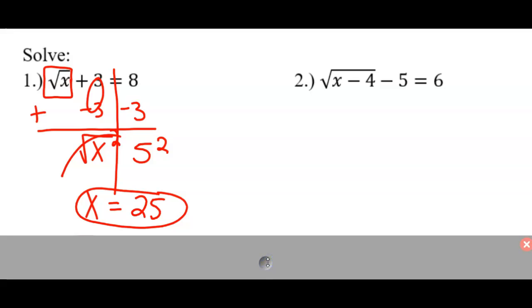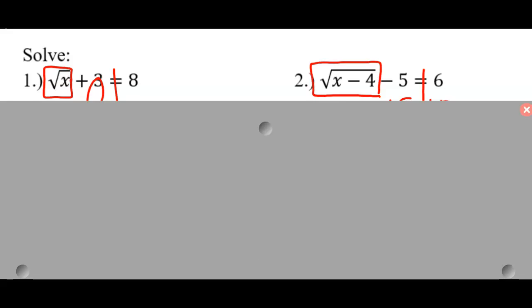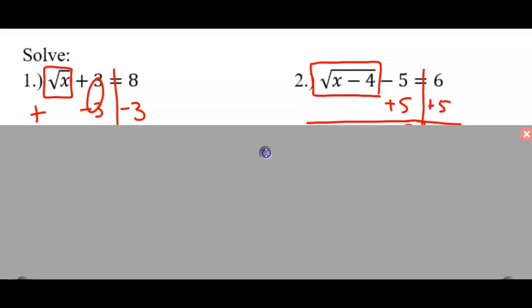Okay, now let's look at number 2. What's under the radical symbol and what isn't under the radical symbol? So in number 2, this 4 is under there, but the 5 isn't. So the 5 needs to go to the other side. Eventually that 4 is going to go to the other side, but we first have to get rid of the radical symbol. So I need to move my 5 by adding 5 to both sides.